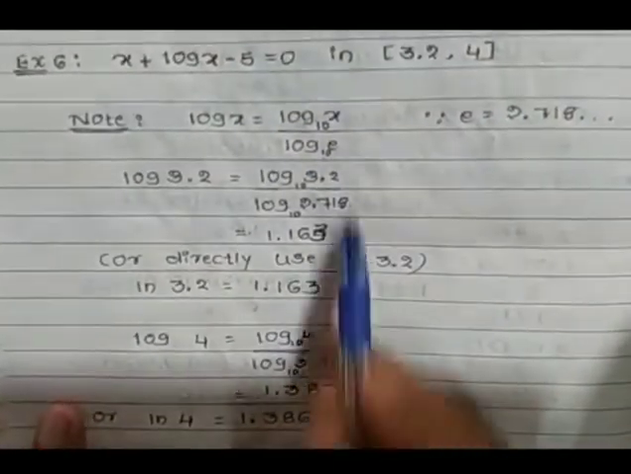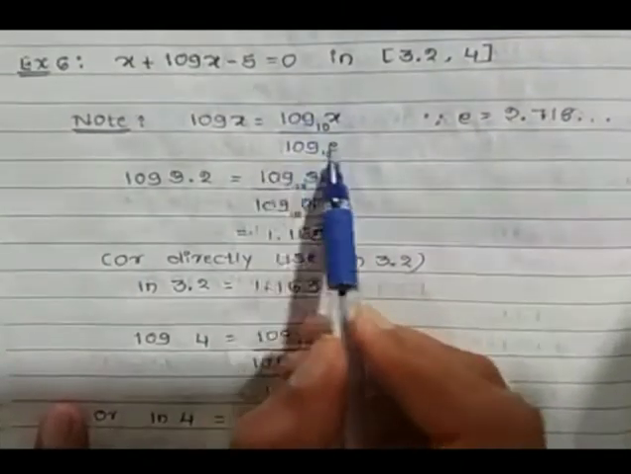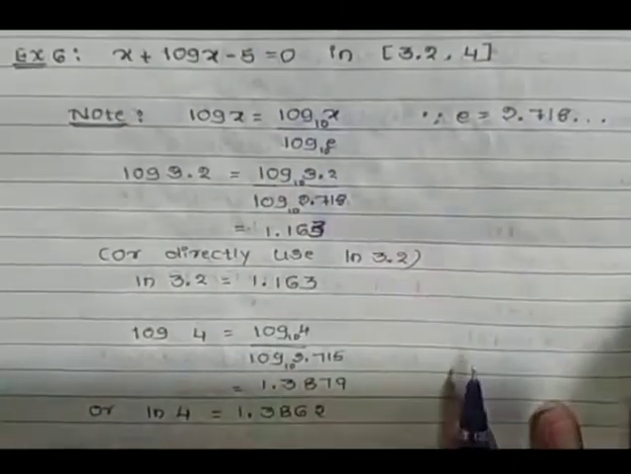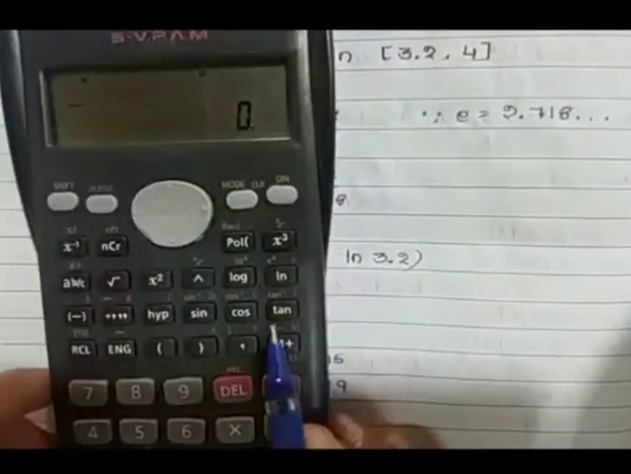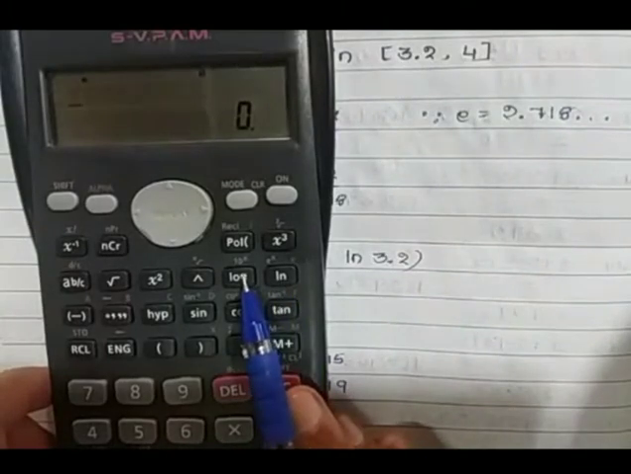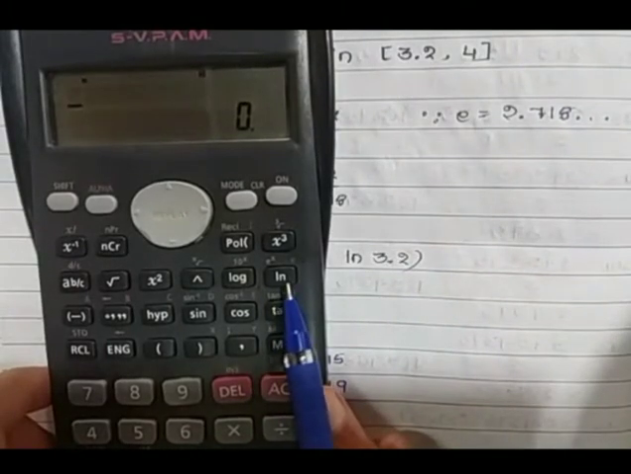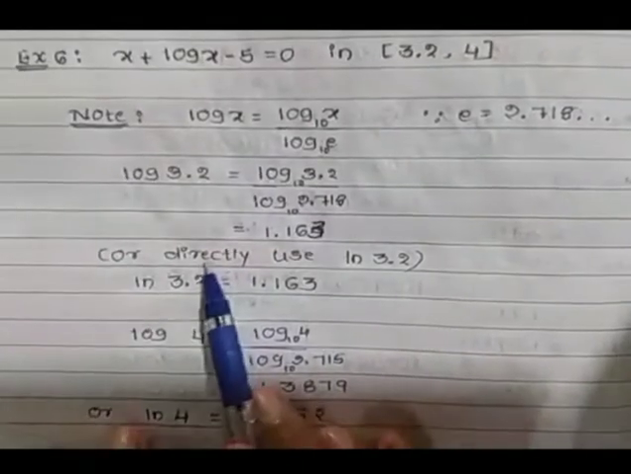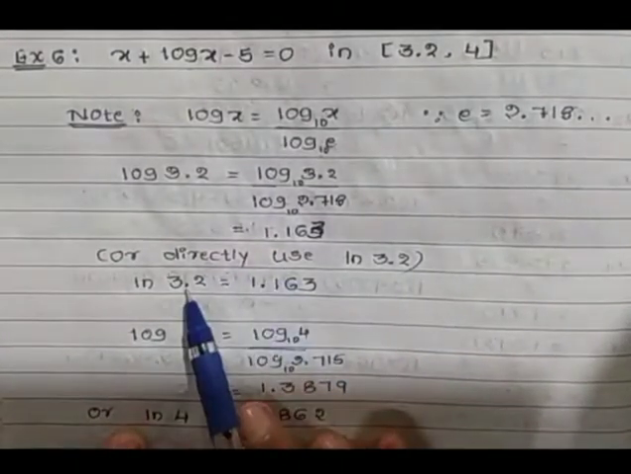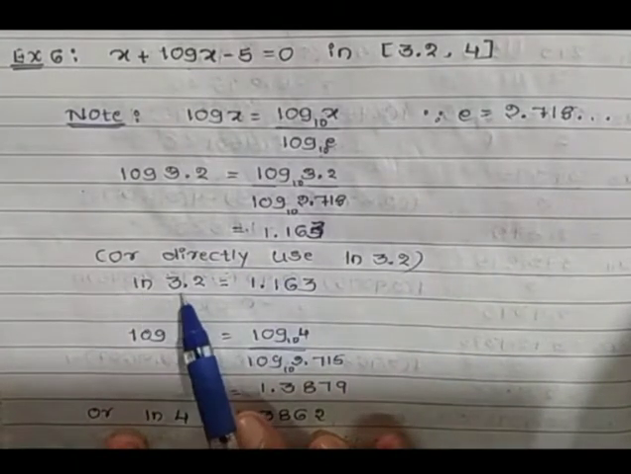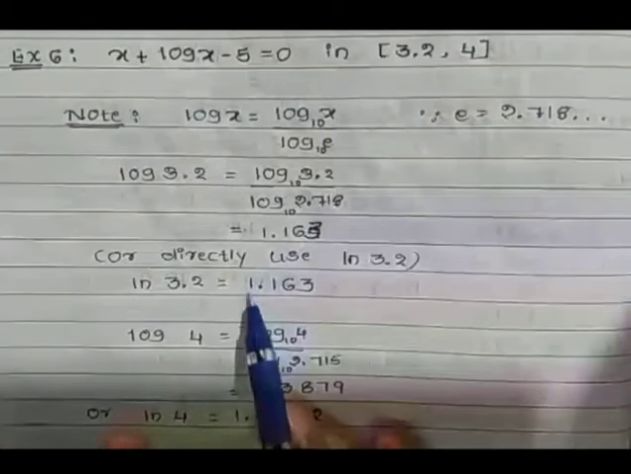This ln is the simplification of this particular division, which is already available in the calculator. So instead of using log directly, we can apply this ln. So using ln directly, if we simplify, then we'll get ln 3.2 is equal to 1.163.